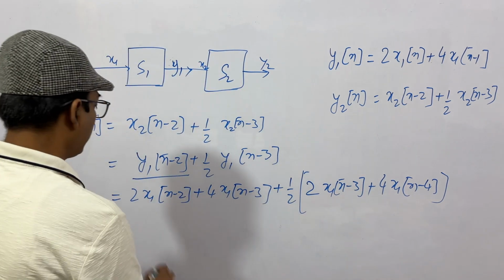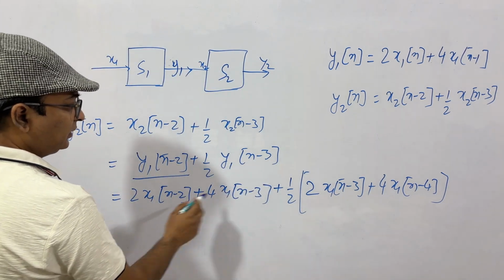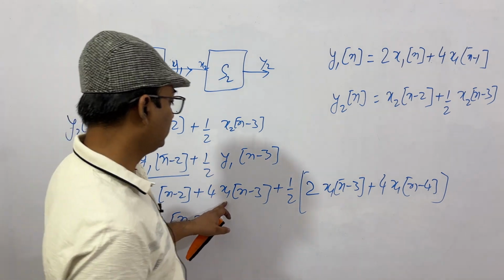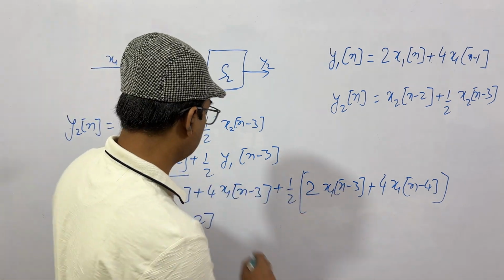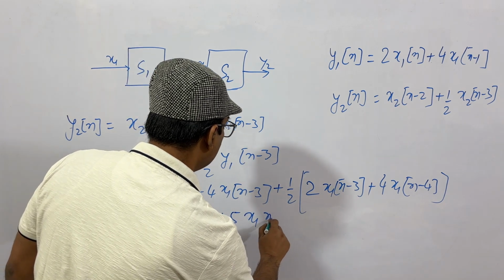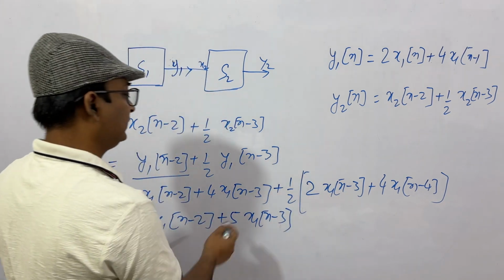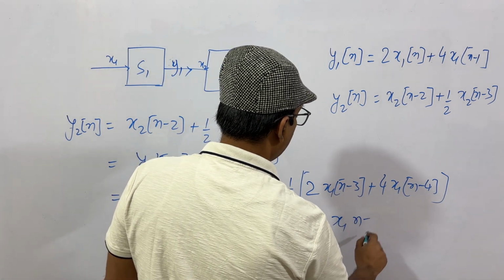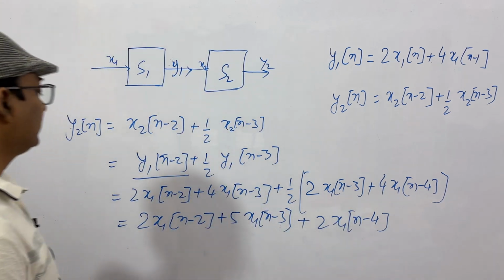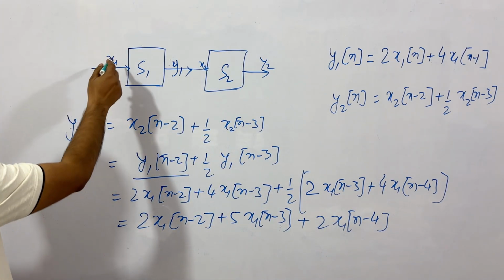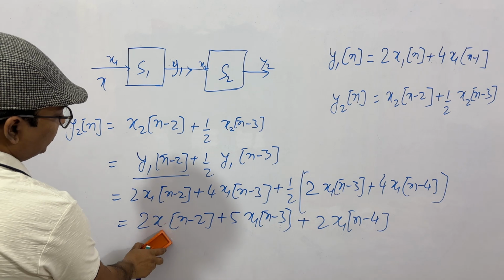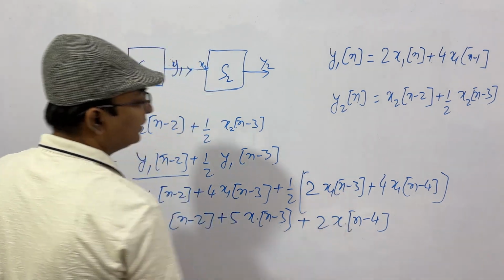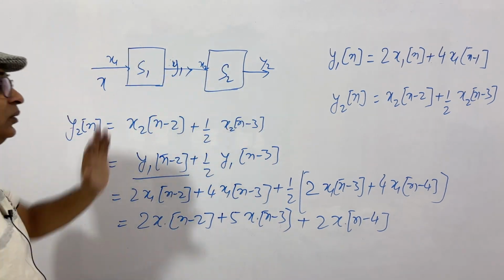Okay, so this is the signal. Now from here you see n-2 is only at this place, so this is 2x1[n-2]. What about n-3? There is 4 and then again 1 at n-3, so this will be 5x1[n-3]. And this is twice x1[n-4]. So if the input was instead of x1, it was x, we can say the output is twice x[n-2], 5x[n-3], twice x[n-4]. So this is the relation between output and input. So first part of the question is solved.